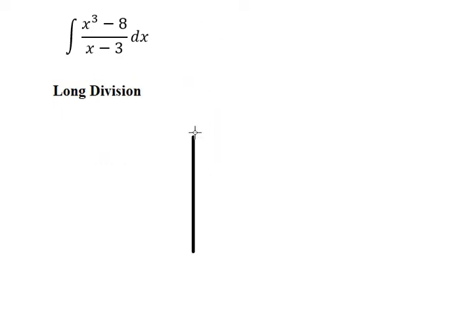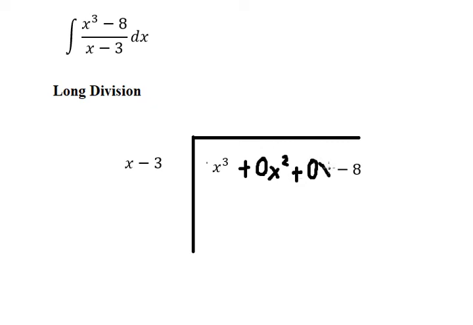So I will put this one go in here and this one go in here. We can see that we don't have x squared and x, that means they are 0x squared and 0x. So we have x to the power of 3. This one we have x, so we need to multiply by x squared in here. So x squared and x, we have x to the power of 3, x squared and negative 3, we have negative 3x squared.